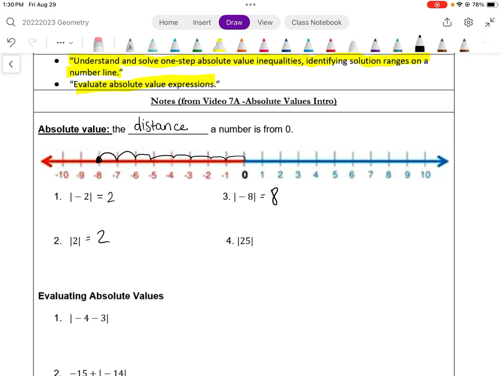Absolute value of 2 is just 2. Absolute value of 25 is just 25. It's always just the positive version of that number. So if it's already positive, nothing even changes.